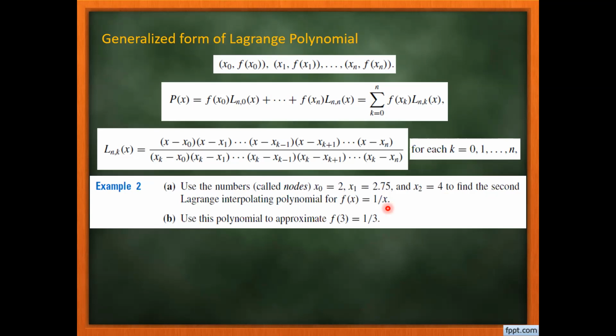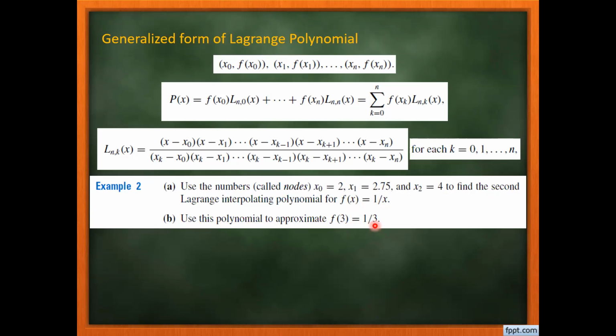So this means that we know the function. Now we want to compare the result of a function and Lagrange interpolation. And definitely we know that this is not a linear graph. F of x is equal to 1 by x. Now the second part: use this polynomial to approximate the value at 3 and determine whether it comes equal to 1 by 3 or not.